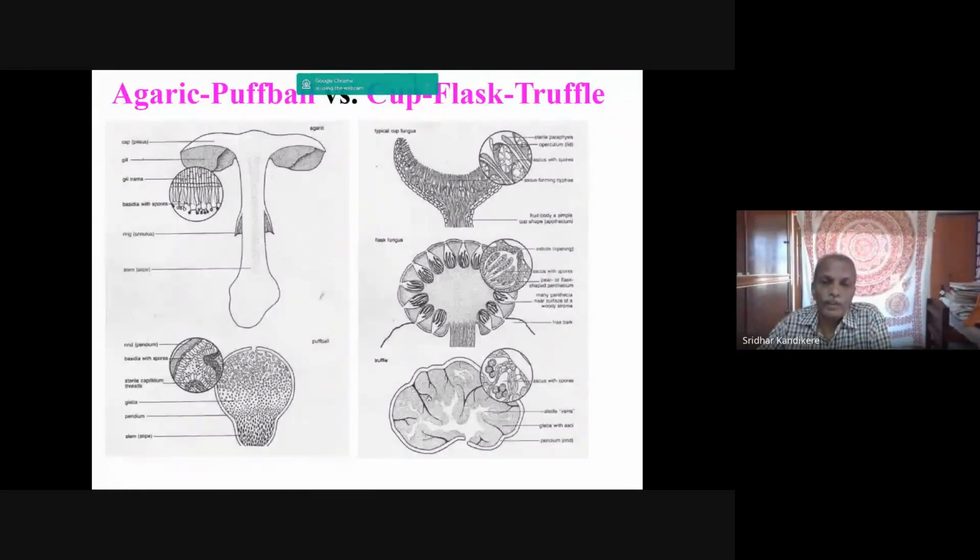The third one is the truffle. It is underneath the soil, and it is an ascomycete, and it is also ectomycorrhizal, associated with different types of plant species. Everybody is aware of that.